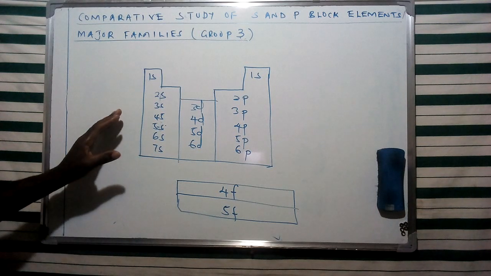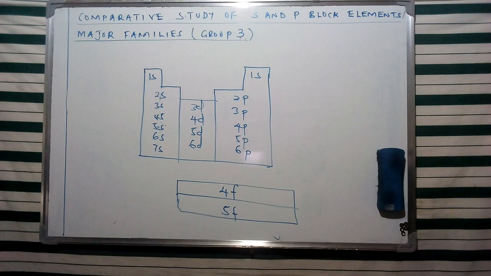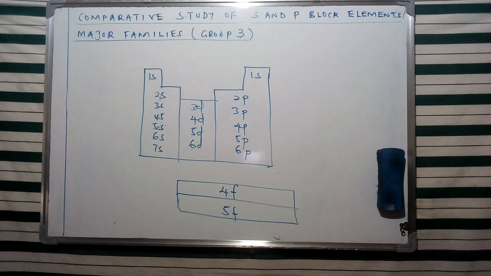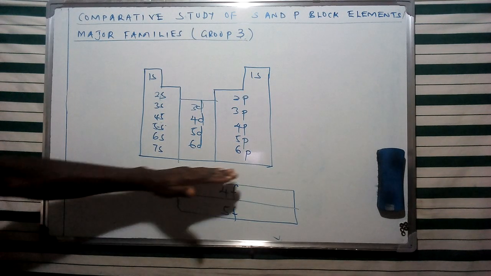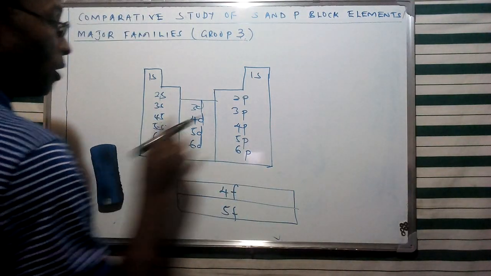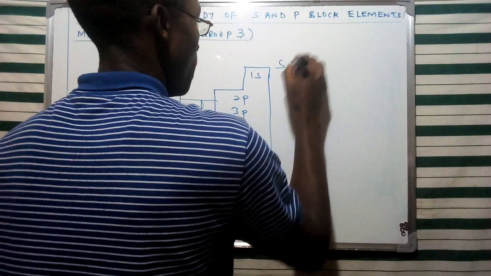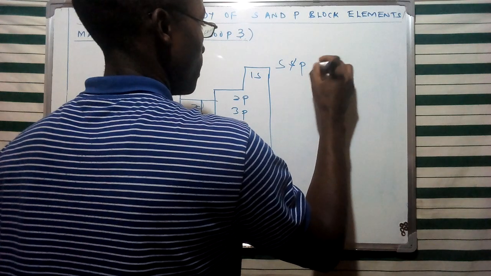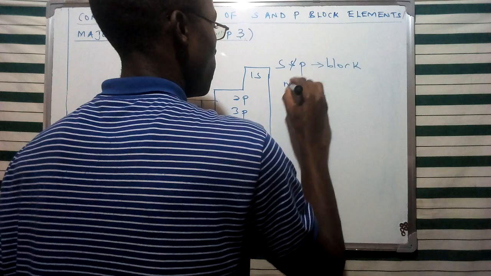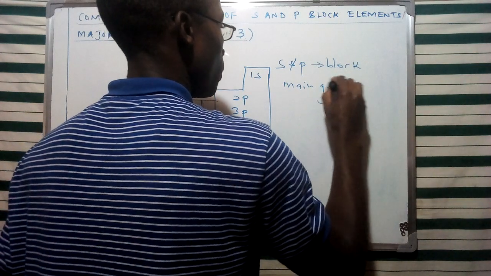Now, this is going to constitute a range of elements which have been grouped according to the position of the last electron which has been added to those of the preceding elements. And in this case, as I mentioned, we are going to have a division of the periodic table represented as the S and P block elements. And these are going to form what we call the main group elements.